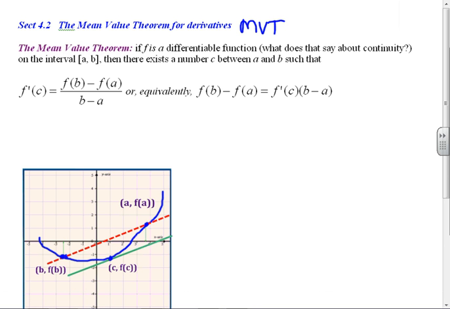I think that's it. Okay, so first thing, I have to match the conditions. I have to have a differentiable function. What does that mean? It has to be continuous, and it has to be able to find the derivative. F prime of x has to exist.